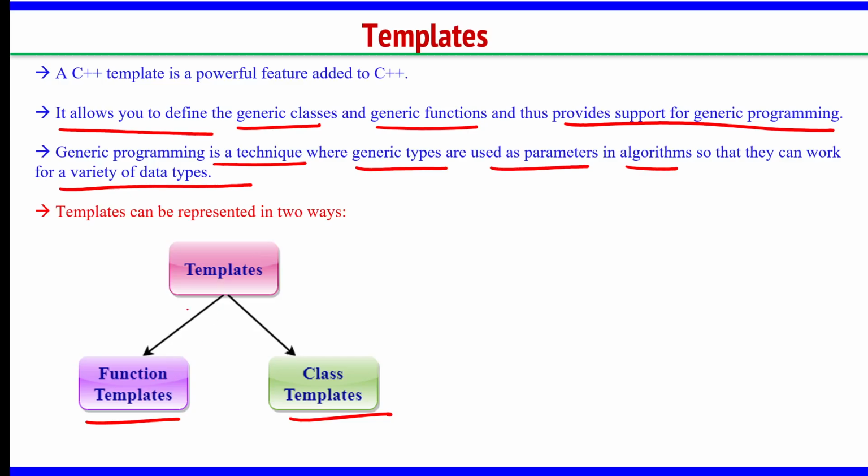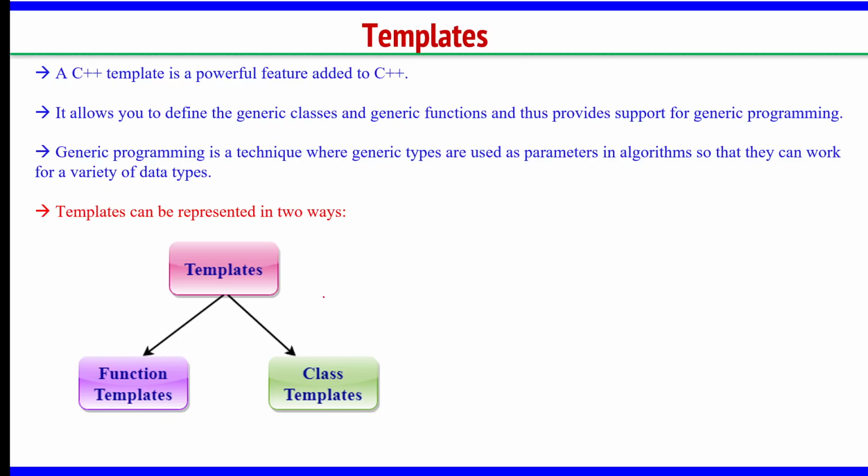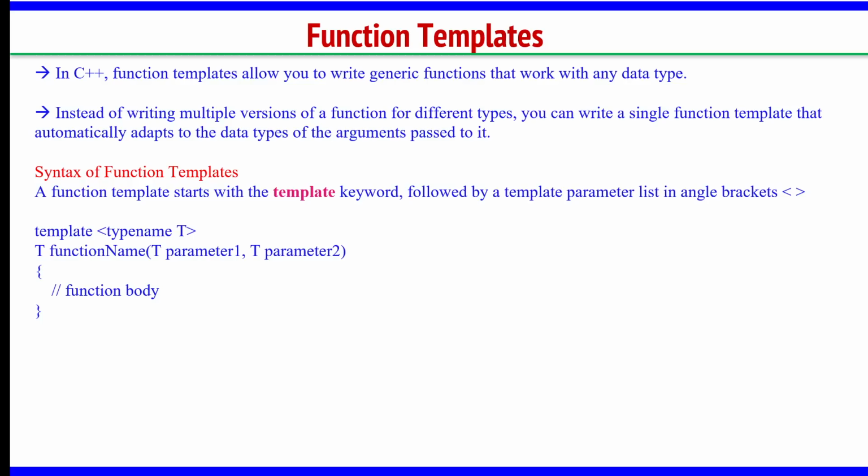Right? So there are two types: one is function templates, another is class templates. Let's see about function templates. Till now I have been talking only about functions because it is easy to understand. The syntax is very simple: template, typename T. You have to give that in angle brackets like this.